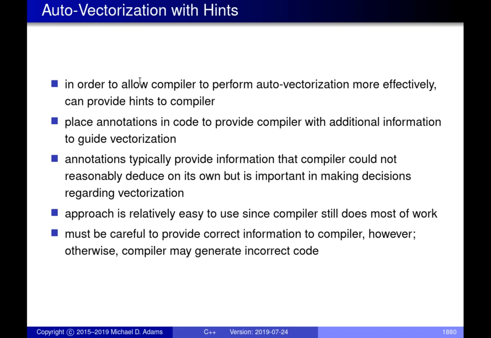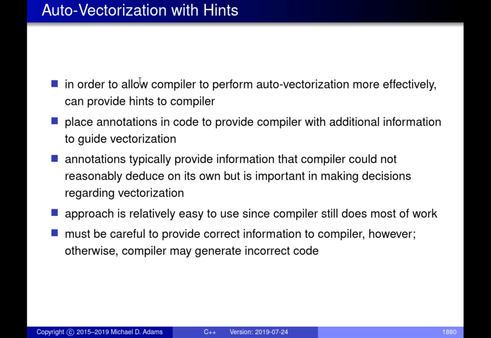There are various different ways that we can annotate our code to indicate to the compiler some of the things that might be preventing it from doing vectorization. We can give hints that indicate these things aren't going to happen. In other words, the compiler doesn't need to worry about it. This sort of approach is relatively easy to use because it's not too difficult in terms of the ways we annotate our code. It's fairly simple to add these annotations.